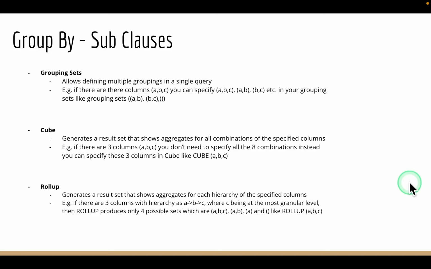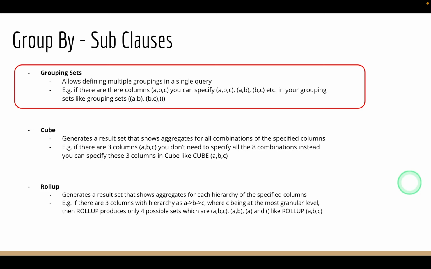In this slide, we are going to discuss three subclauses of group by, which are grouping sets, cube and rollup. In grouping sets, we can specify multiple groupings in a single query. For example, if you have three columns, A, B, C, and you have some requirements to have some combinations of columns, based on your requirement, you can specify them in your grouping sets and generate the output accordingly.